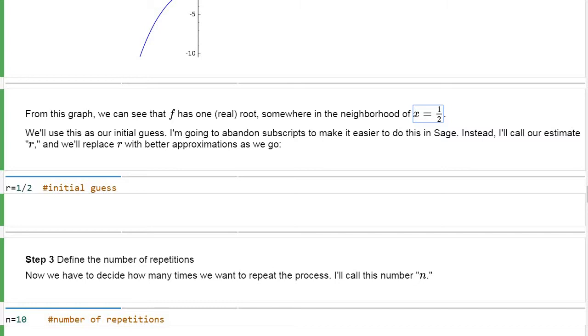Now I don't want to bother with subscripts in Sage. I could do it, but I don't really care about keeping track of all the individual estimates. So instead of using x sub 0, x sub 1, x sub 2, etc., I'm just going to use the letter r for root. And as I go through the process, I'm just going to take the old r and replace it with my new estimate. So r is just going to change as I run through there. So this is my initial guess. I guess the root is close to a half.